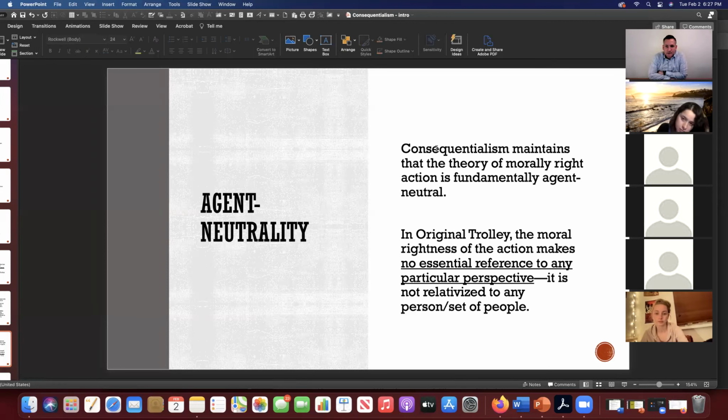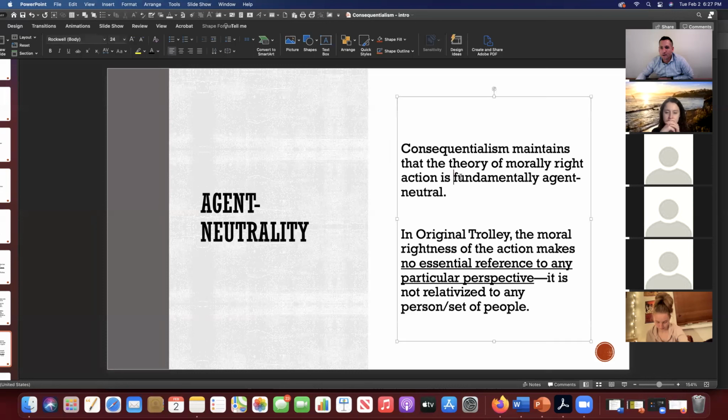So we can understand an ethical theory in terms of the normative theory developed by it. We can understand it either as agent neutral or agent relative, again in terms of right action and wrong action. Consequentialism is going to maintain, or entail, that the theory of morally right action is fundamentally agent neutral. This bit about it being fundamentally agent neutral is an important qualification that we'll come back to. So just hang tight on that.